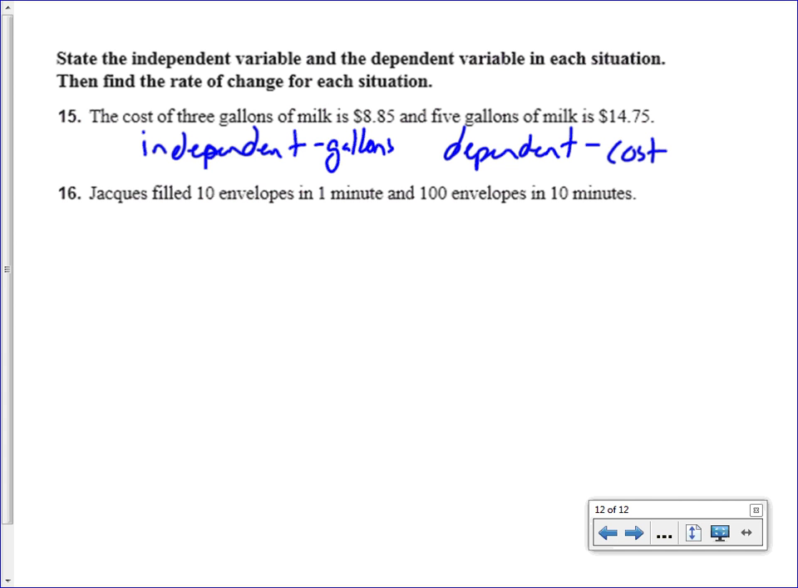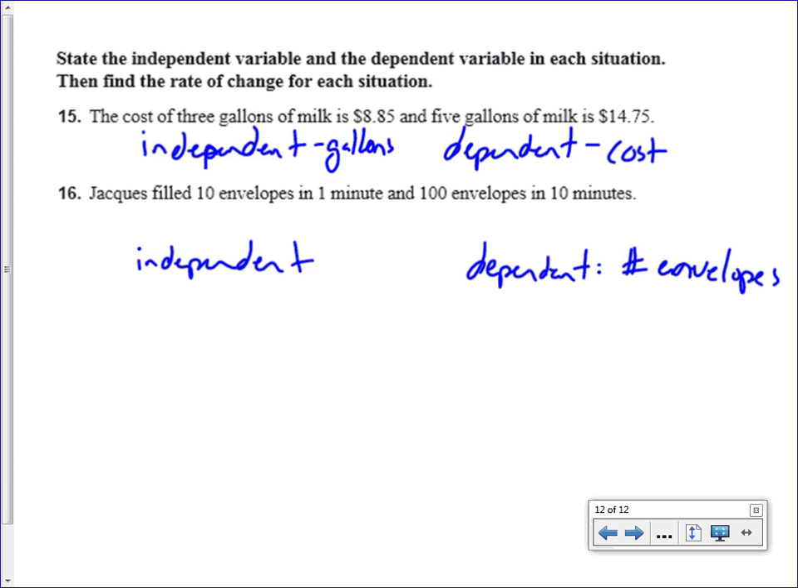Okay, we got 10 envelopes in a minute or 100 envelopes in 10 minutes. So I think independent, dependent. What's dependent? I'd say the number of envelopes depends on time. So you could do your division to find your rate of change there as well.